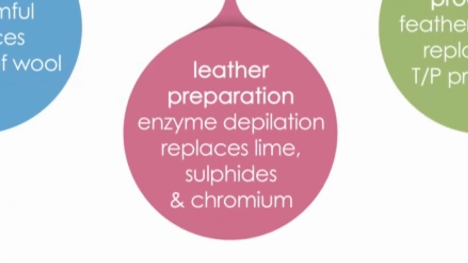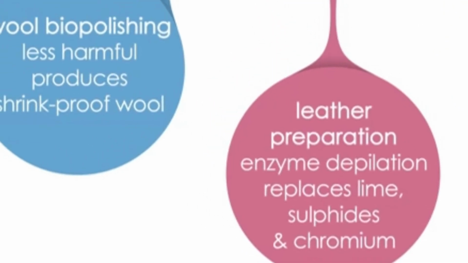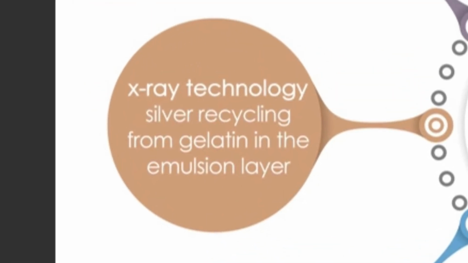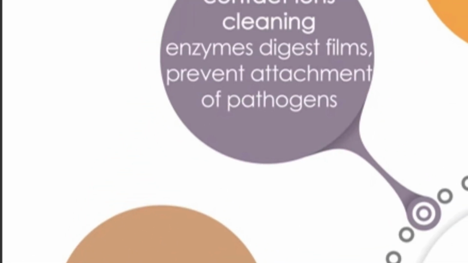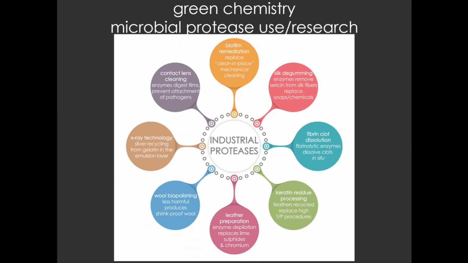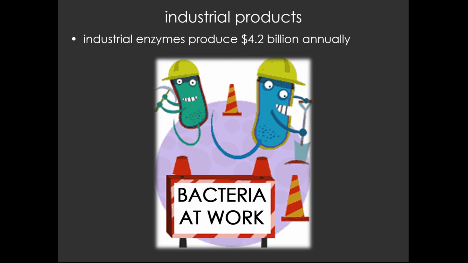These industrial proteases are used in leather preparation. They're used in wool biopolishing. They're used in X-ray technology to recycle the silver from the gelatin and the emulsion layer so that that silver can be reused. And they're even used in contact lens cleansing solutions. The enzymes in the contact lenses digest biofilms and prevent the attachment of pathogens to the contact lenses and make them safer for use. These industrial processes, which utilize these microbial proteases, produce about $4.2 billion annually.